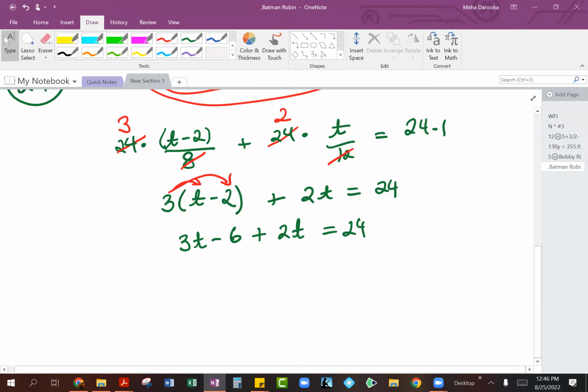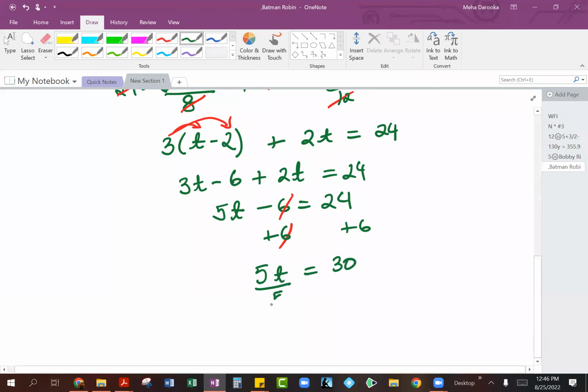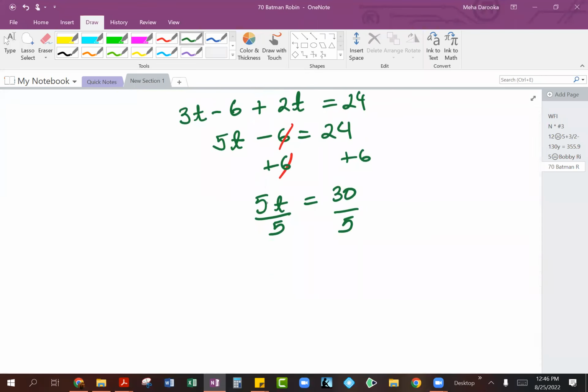So what's your T value coming out to be? 6. So we're saying it's going to take them 6 hours, which is half the time it would take Robin if he worked by himself, right? So of course you can combine the 3T with the 2T. 3 plus 2 will give us 5. You have the minus 6, so go ahead and move that to the other side. So that adds up to 30. 30 divided by 5. That's where your 6 hours comes from.